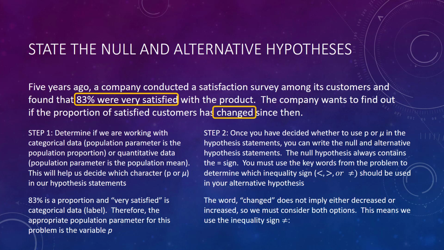In this question, the word changed does not imply either decreased or increased, so we have to consider both options. This means we use the inequality sign not equal to. So our null hypothesis is that p is equal to 0.83, and our alternative hypothesis is that p is not equal to 0.83.